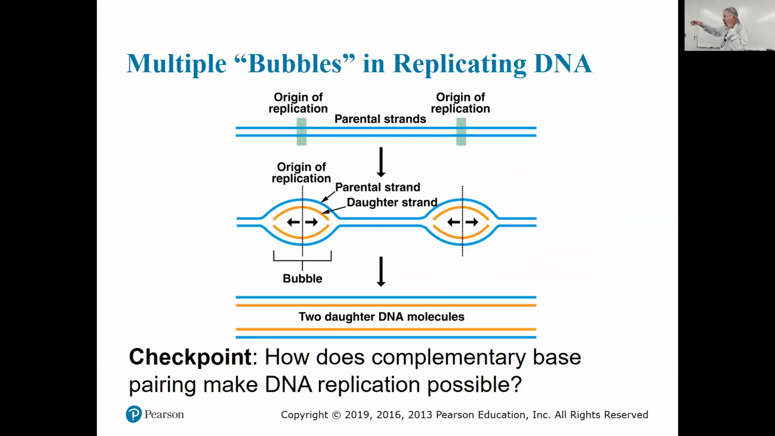Okay, here are these multiple bubbles in replicating DNA. We have an origin of replication, and you make two new strands. Checkpoint: how does complementary base pairing make DNA replication possible? Well, because the DNA polymerase knows if there's an A here, you put a T. It knows the base pairing rules, and it just follows them.